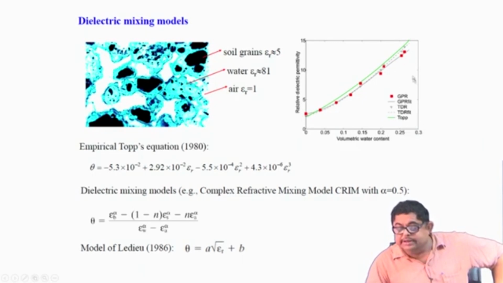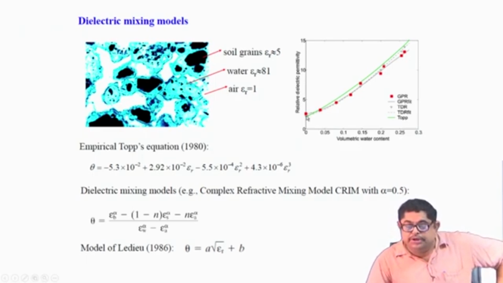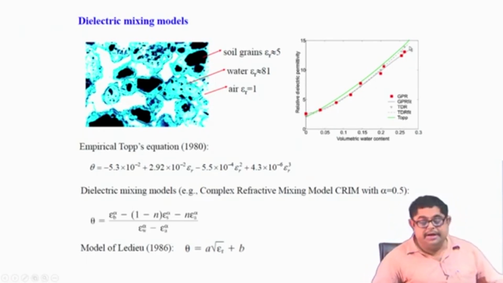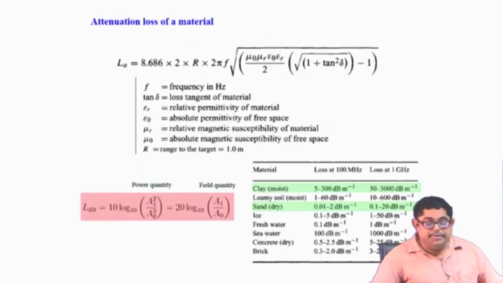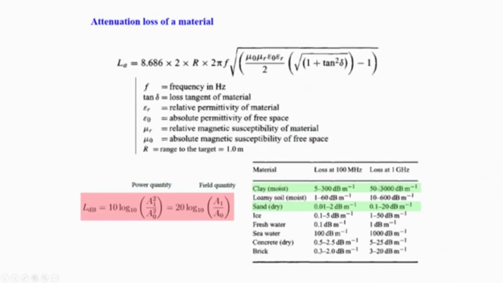As water content increases, you can see the dielectric constant of the mixture goes up from a value of 2 or 3. Soil will have this type of behavior, and there is attenuation loss of a material. If you look at the loss figure at 100 megahertz and at 1 gigahertz, obviously at higher frequency you have much higher losses, as is evident from the presence of the f in the formula. So from the GPR point of view, from the loss point of view, the transmitter frequency should be as low as possible.